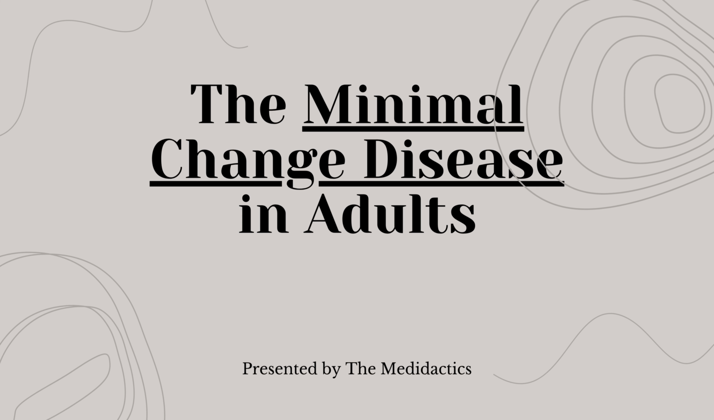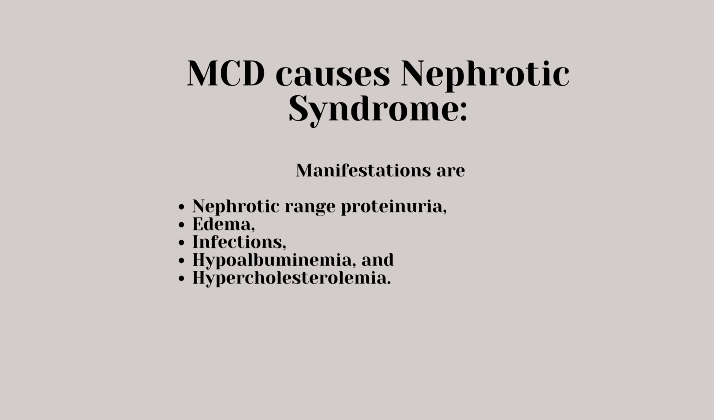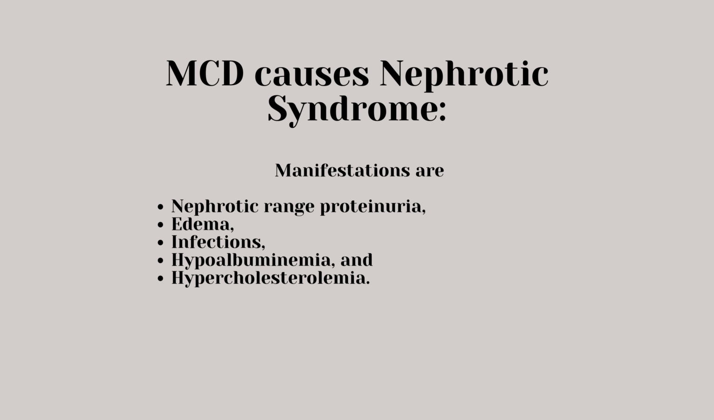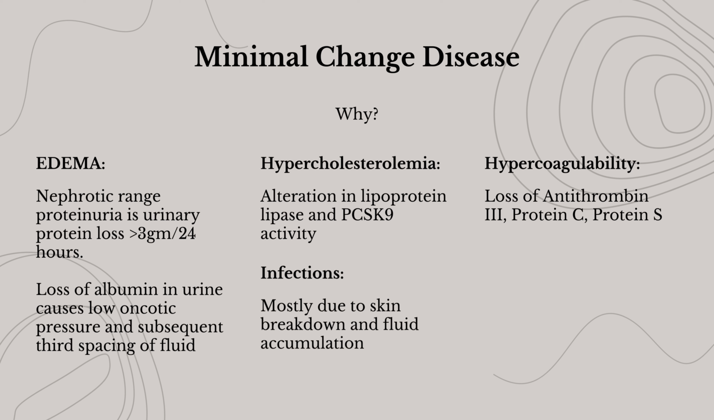Today's lecture is on the minimal change disease in adults. Minimal change disease causes nephrotic syndrome. Usual manifestations are nephrotic range proteinuria, edema, infections, hypoalbuminemia, and hypercholesterolemia.